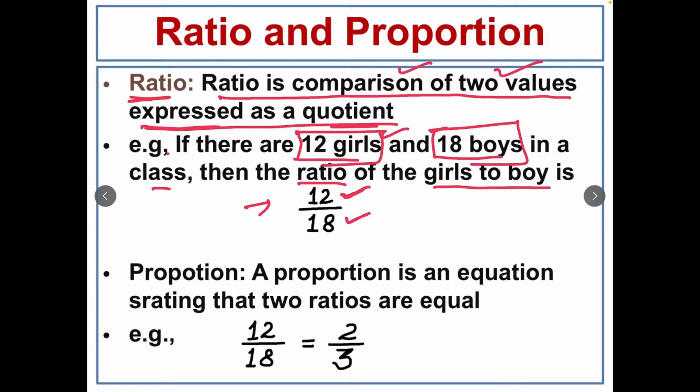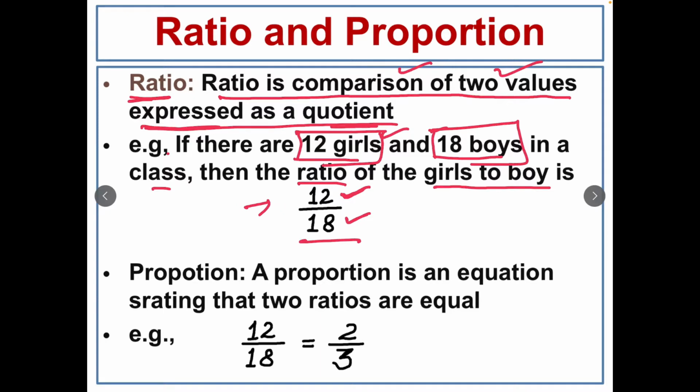So a ratio is simply a comparison of two different values and we express them as a quotient. While writing the ratio, the quantity which is mentioned first, you write that in the numerator, and the one mentioned later you write in the denominator, like I have written it here.